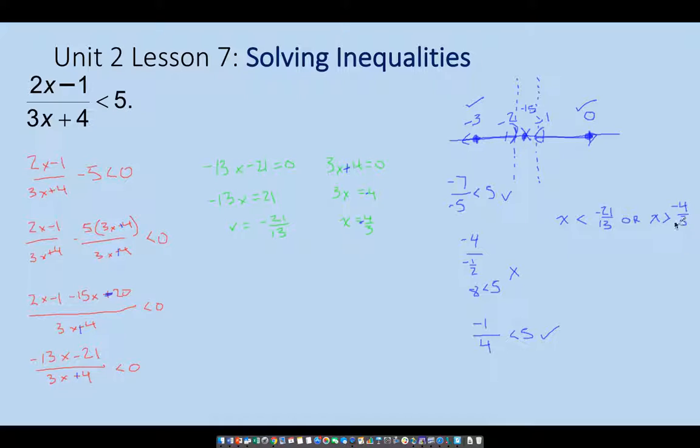Okay, why would I say or instead of and? Well, because it's or. The interval way is, well, we got two things to write. We go forever to the left, so negative infinity, and then negative 21/13 here. And then, instead of or, we would write the union. And then x over here would just be negative 4/3, and we're going up to infinity.